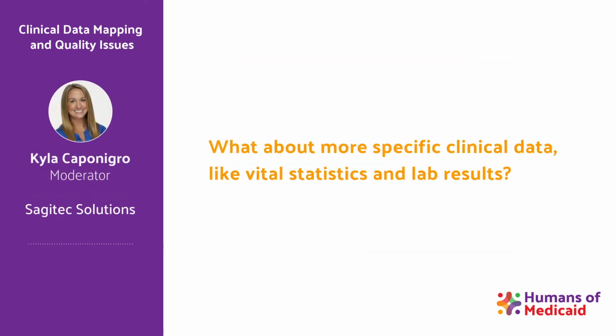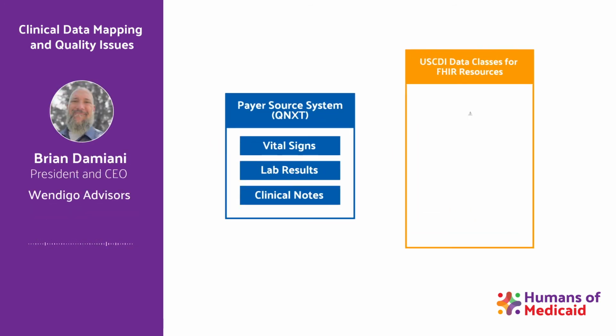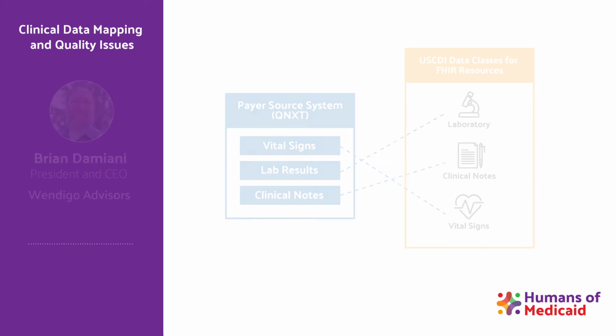And what about more specific clinical data like vital statistics and lab results? Yeah, if you start getting to areas like blood pressure readings and lab results, typically those come from EMRs or perhaps the care management systems, depending on how effective the tie-ins are between those systems and QNext, or those systems and the other systems in play. Clinical notes will typically end up in care management systems such as Care Advance or Altruista, but if a plan doesn't use specific care management systems, this data may be harder to get at, if it's available at all.